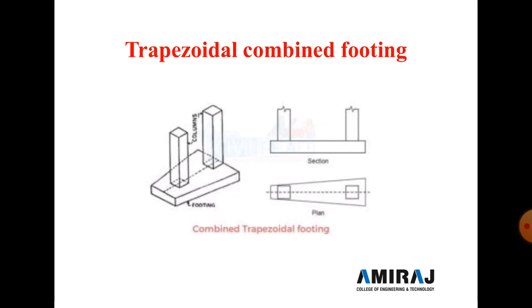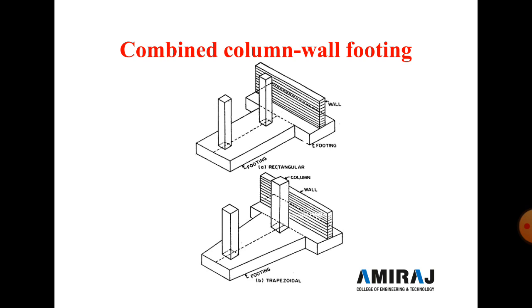Second type of combined footing is the trapezoidal combined footing. If the columns carry unequal load, the footing is trapezoidal in shape. So here one column is of large size and the second column is of small size, so a trapezoidal combined footing is provided. And the third one is a combined column wall footing.